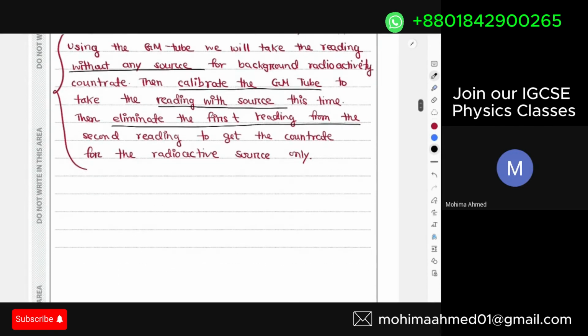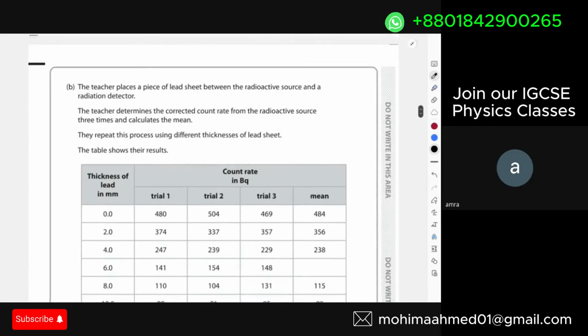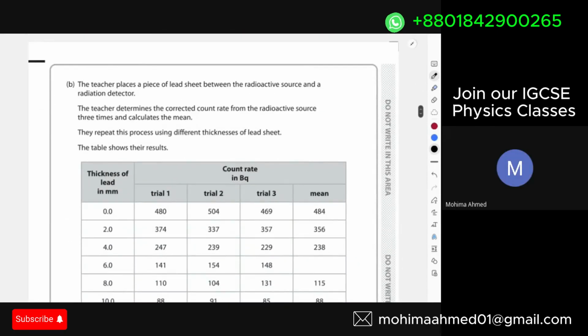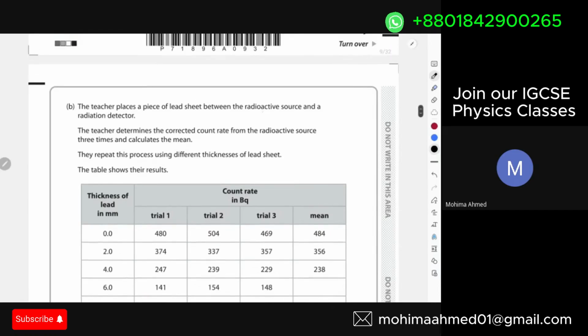Okay, then now if you move on to part B, the teacher places a piece of lead sheet between the radioactive source and a radiation detector. So between the radioactive source and the detector, I'm now placing a lead sheet, right? You should remember that from radioactive source, 3 types of particles come out, right? Alpha, beta, and gamma, right?